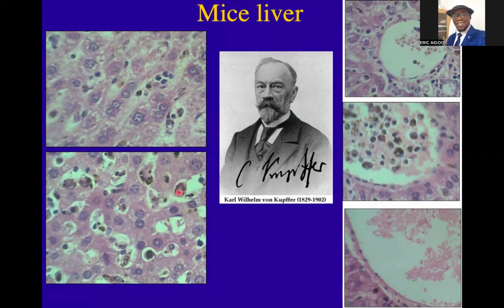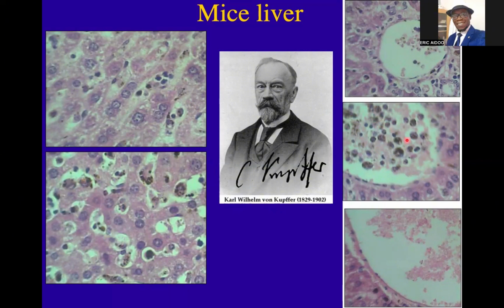Within these ones, you can see that they are very large sinusoids. So we say that the sinusoids are dilated. That is an indication of what? An insult to the liver. Then you see these are macrophages called Kupffer cells, which was named after Karl Wilhelm von Kupffer. So that's a Kupffer cell. That's a Kupffer cell. They are there to mop up debris and microorganisms or infections.